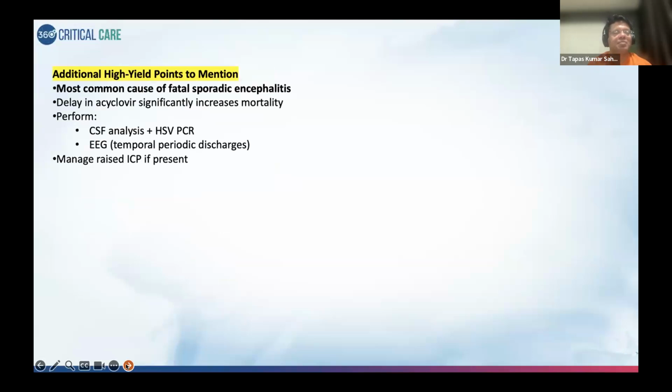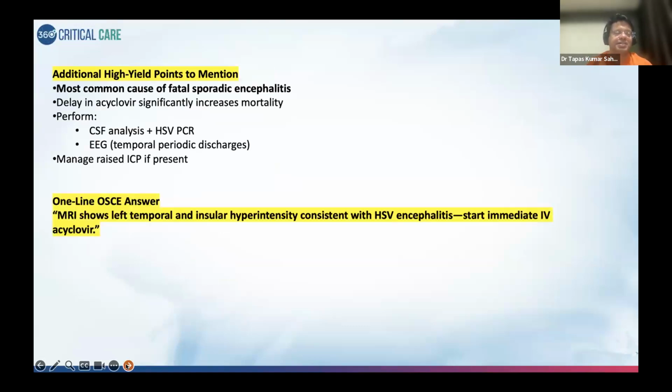Additional high yield points. It is the most common cause of fatal sporadic encephalitis. Delay in acyclovir significantly increases the mortality. You should be performing CSF analysis plus HSV PCR and EEG. In EEG, you will get temporal periodic discharges, and you have to also simultaneously take care of the ICP. So the one line answer would be: MRI shows left temporal and insular hyperintensity consistent with HSV encephalitis. You have to start immediate IV acyclovir.